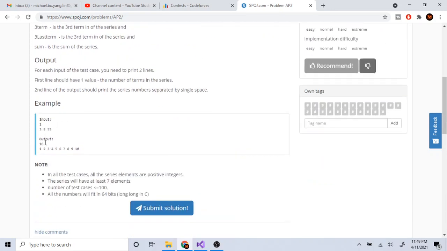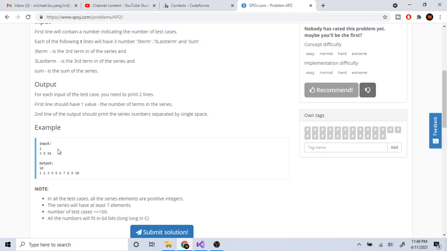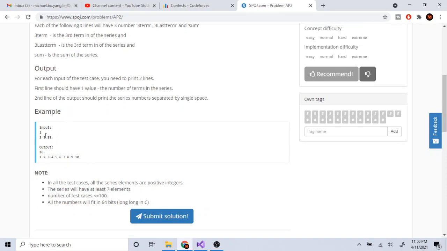the third term is 3, so we have 1, 2, 3. The third to last term, as you can see in the end, is 8. That's right, so that's 8. And then the total sum is 55, right? So that's the sum of all these numbers, 55. So basically our job is, given the third term, third to last, and total sum, we're just going to reconstruct the whole array. So we just have to print the length of the array and then the whole array.